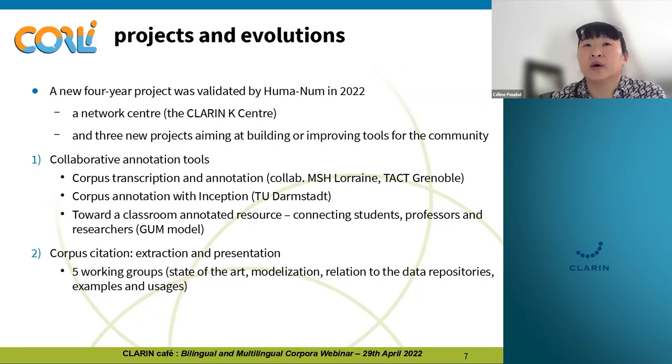Our orientation has changed a bit because we are now concentrating on new activities. So we have a new four-year project, which was validated by Humanum in 2022. So we are still currently working on our knowledge center, which is actually the basis of our consortium, and it's also where we keep a close connection to our community. And we are also developing three new projects aiming at building or improving tools for the community. So our three projects are the following.